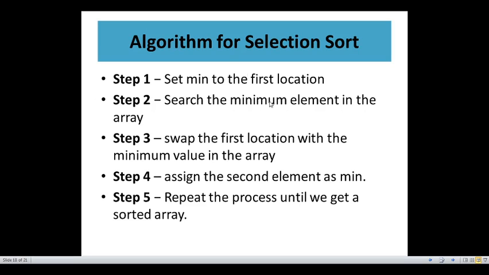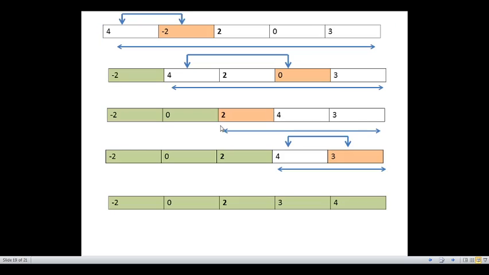Let's see this with the help of an example. Here is our example. 4, this is our minimum value. Consider this is minimum. If any element less than this is found in this array, then we will swap these two. Compare 4 with -2, then 2, then 0, then 3. In this remaining list, the minimum element is -2. So swap this -2 with 4. So -2 is here and 4 is here.